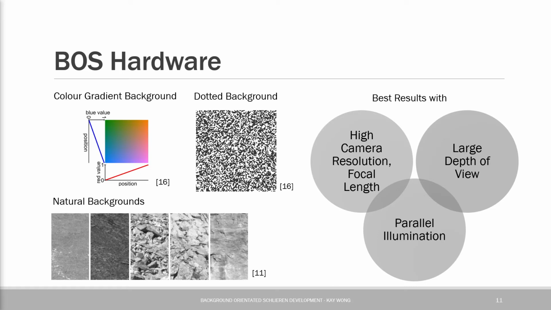Despite these differences, to obtain the best results with the greatest accuracy, most experiments conclude the camera resolution and lens focal length should be maximised. The depth of view should include both the Schlieren object and the background, and light rays should be made as parallel as possible.